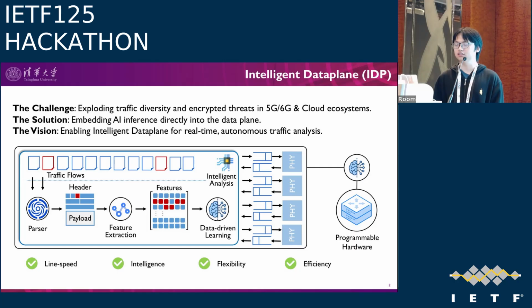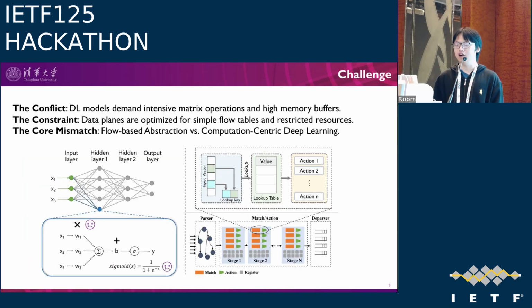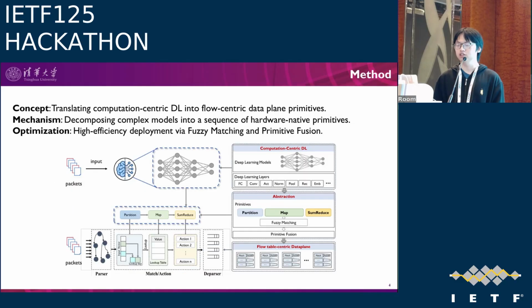However, deep learning models demand intensive matrix operations and high memory buffers, but data planes are optimized for simple flow tables and restricted resources. The core problem is flow-based abstraction versus computation-centric deep learning. To bridge this gap, we propose Pegasus.